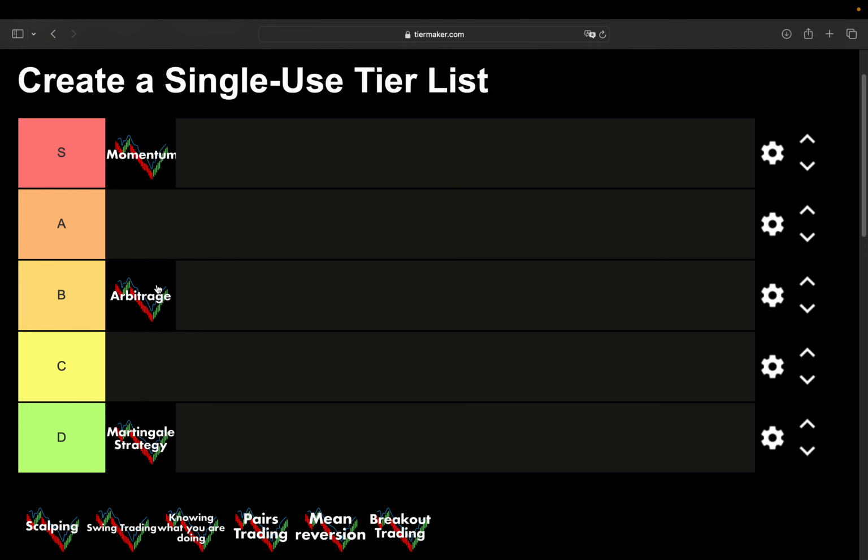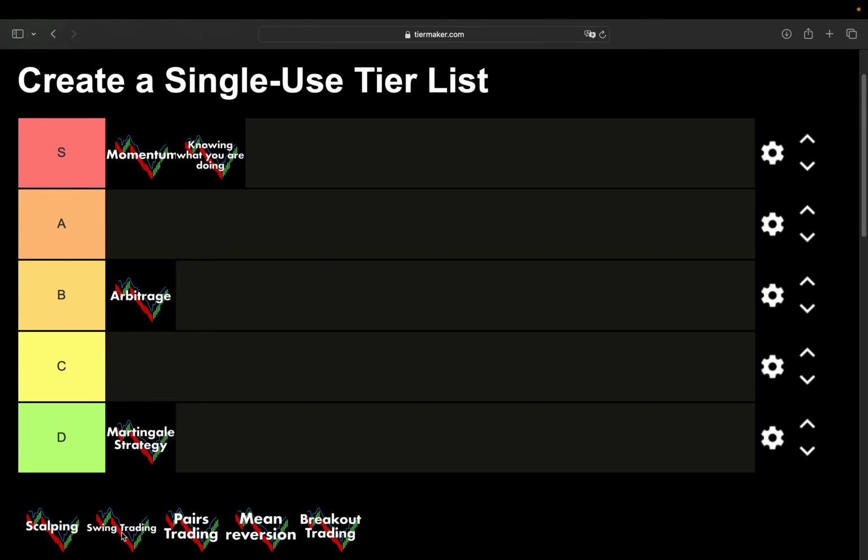Next up, knowing what you're doing. Interesting one. It's crucial to have a thorough understanding of the markets and instruments you're trading. It reduces the risk of making uninformed decisions and ensures that your strategies are properly optimized. For me, this principle is essential for everything. For me, a clear S tier.